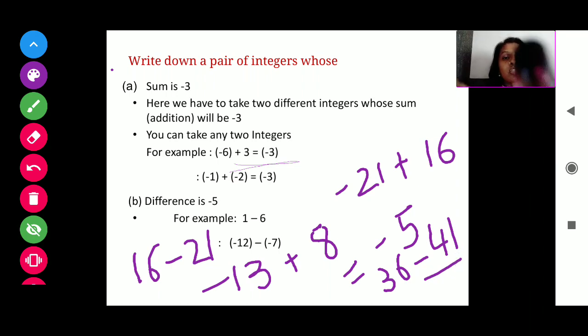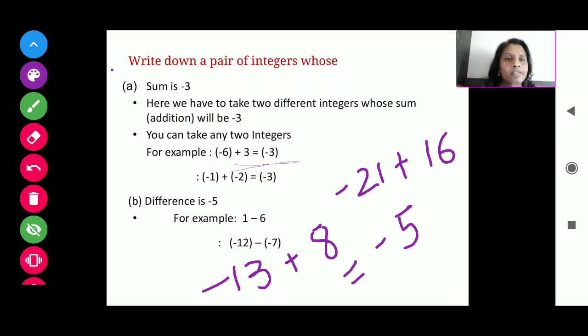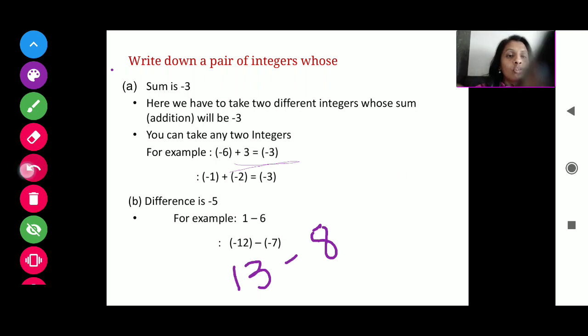So like this you have to find different pairs whose difference will be -5 and whose sum will be -3.